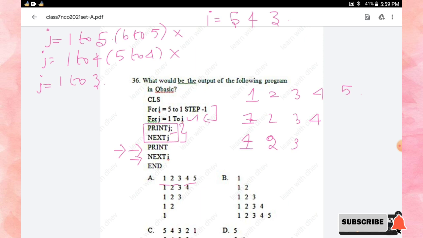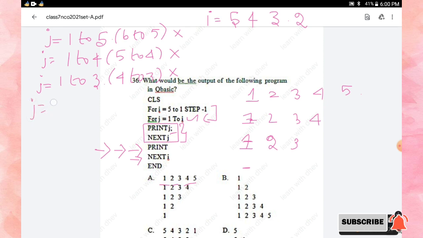Once again, the value of J gets incremented, it becomes 4. So 4 to 3 is false, no, this condition is false. So this inner loop will stop the execution, and again it moves on to the next statement, that is print. So the cursor will come to this place, and the value of I gets decremented, so it becomes 2.